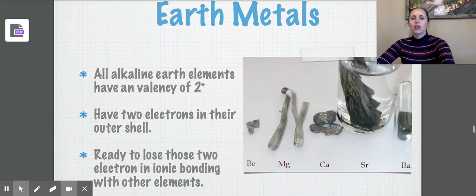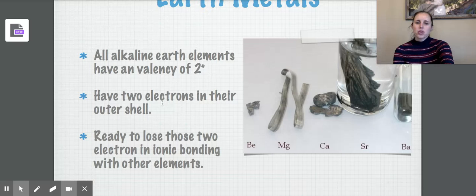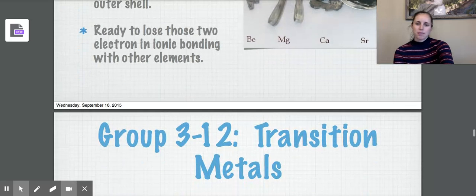All alkaline earth metals have a valency of 2. So what this means is they have 2 valence electrons. Now 2 is not as easy to lose as 1, so that's why they're not very reactive. That's why they're just reactive. You are going to lose 2 valence electrons, so the overall charge is going to be 2 plus in an alkaline earth metal. They have 2 electrons in their outer shell, and since they're ready to lose those electrons, they are involved in ionic bonding.